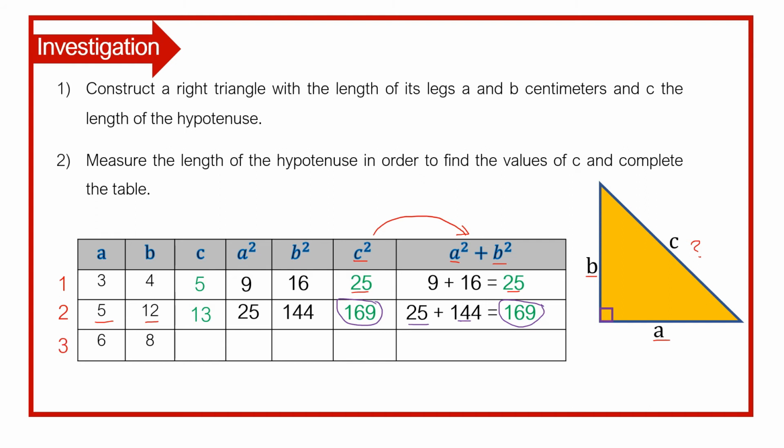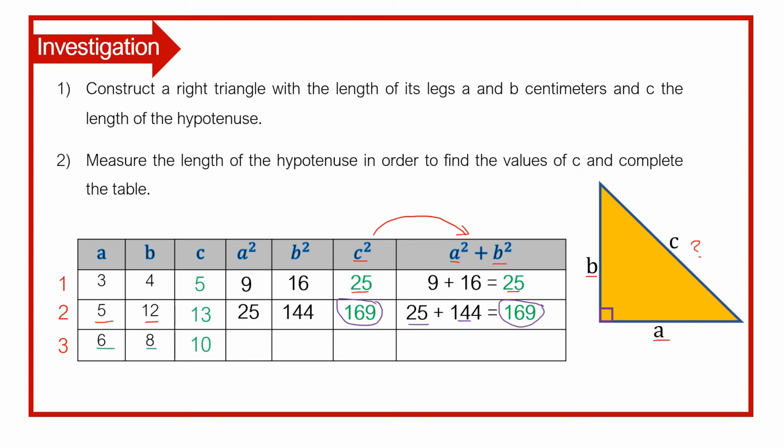Okay? Now, let us draw the final right triangle, where A is 6 centimeters, B is 8 centimeters. Take your time. You can pause the video, construct that right triangle, and then measure C. If you are accurate enough, you should get C as 10 centimeters.